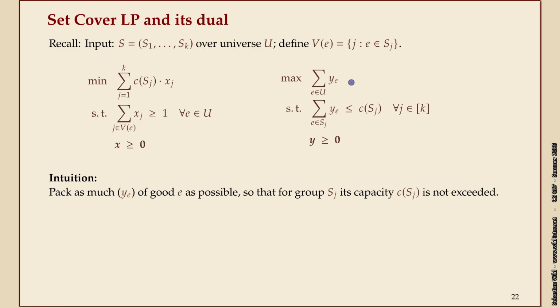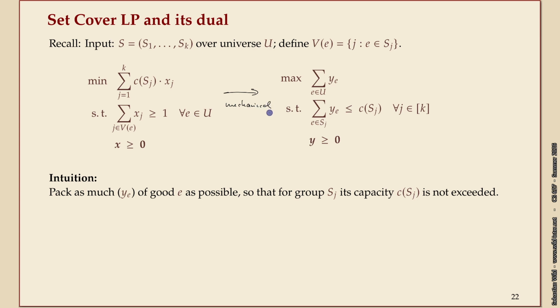You can dualize the set cover LP. Then you get this one just by applying the rules or the intuition from last time. So you have some variables YE. And oftentimes, the way to think about this is that you go from primal to dual mechanically.